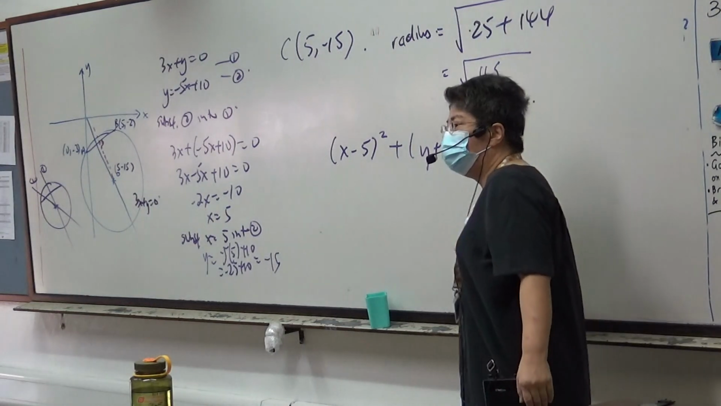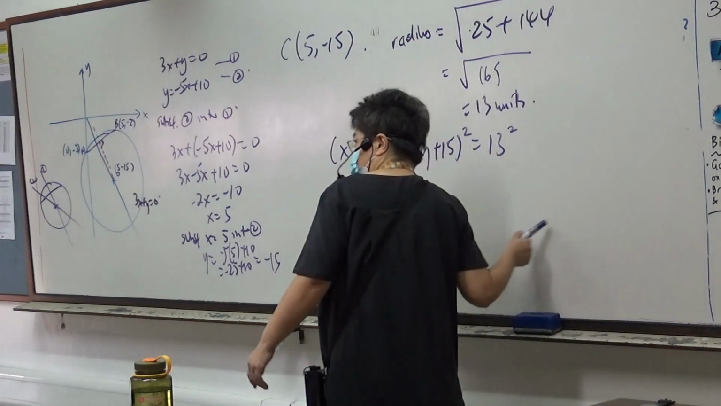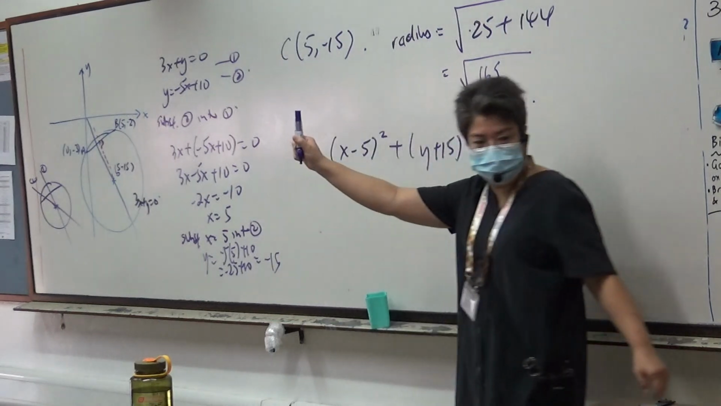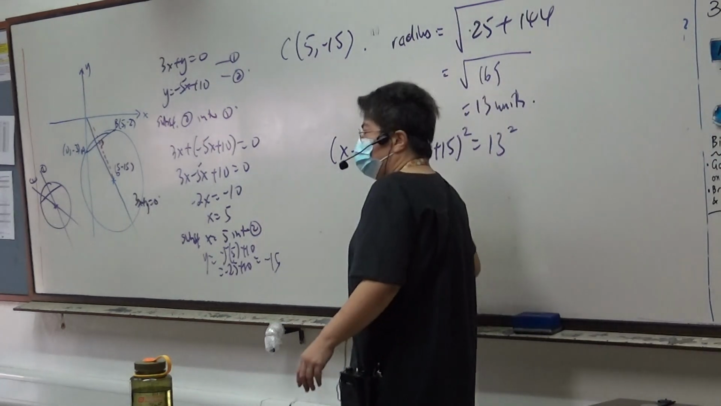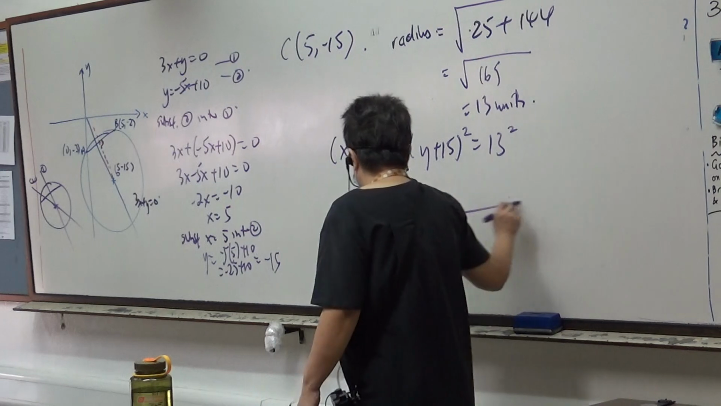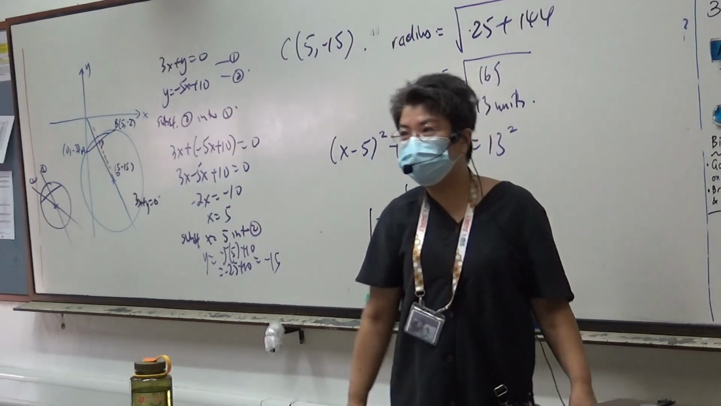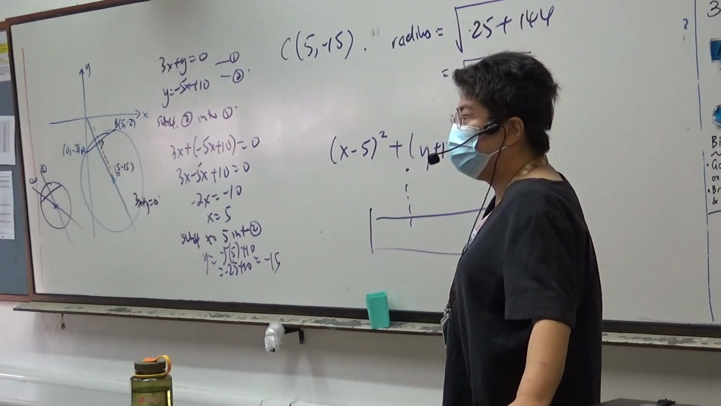How do I get the general form? I just expand and bring over. Okay, you look at the next page, page 199. Can you see the expand and bring over? It becomes x squared plus y squared minus 10x plus 30y plus 81 equals 0. So I'm not going to show that because you can expand. Then you will get the general form. Is everyone okay here?